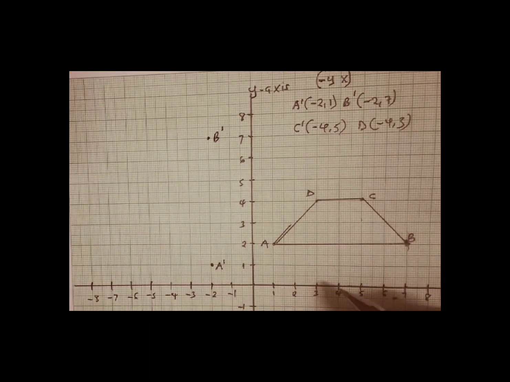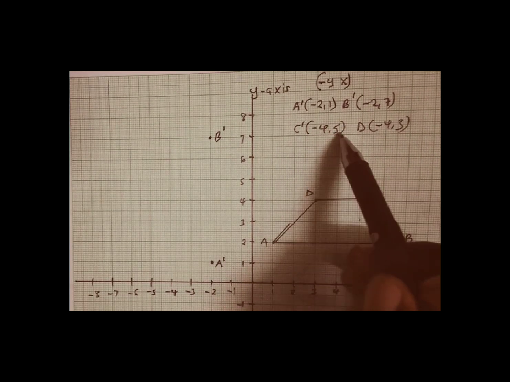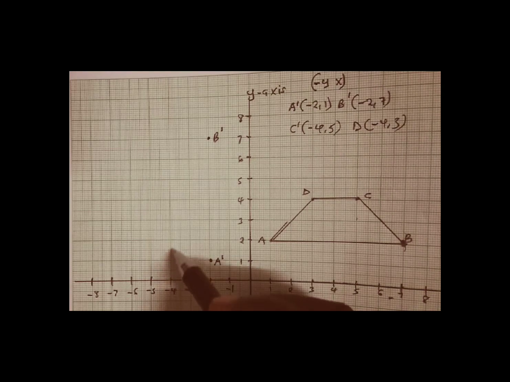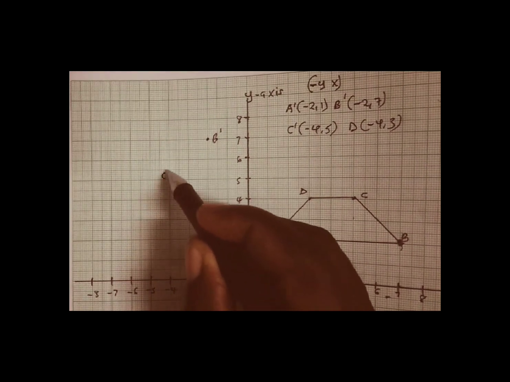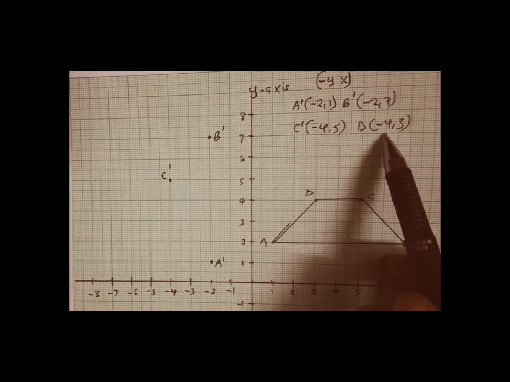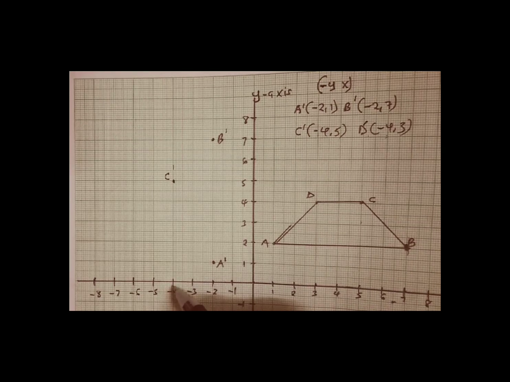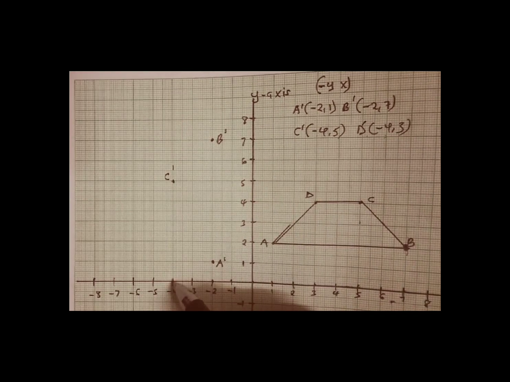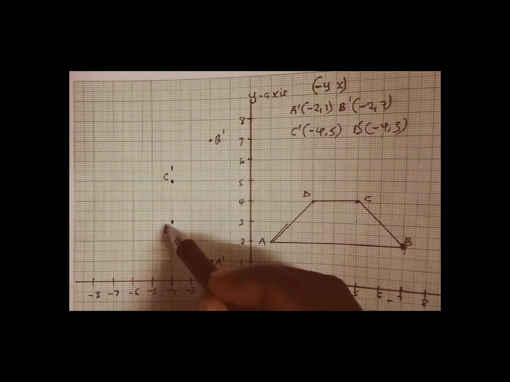Then we have C prime. We are going to have it as negative 4, positive 5. Negative 4, positive 5 is here. This is going to be our C prime. Then D prime, negative 4, 3. Negative 4, 3 is here. And this is where we have our D prime.